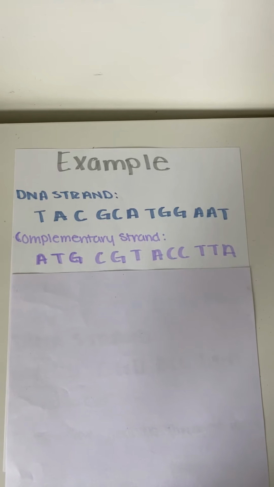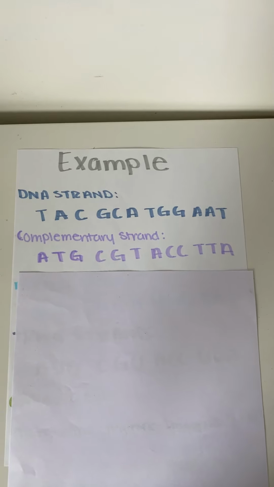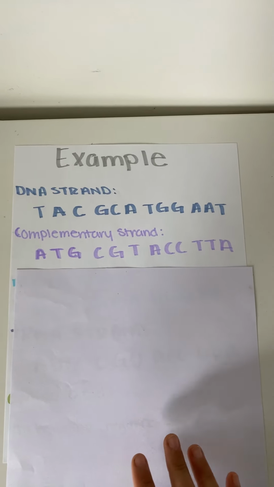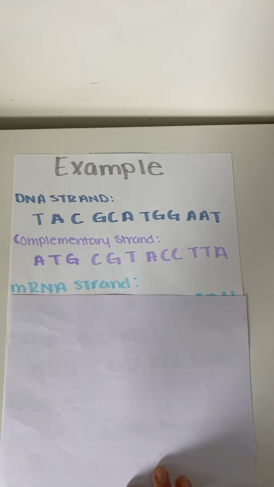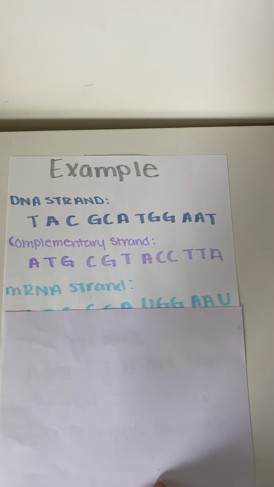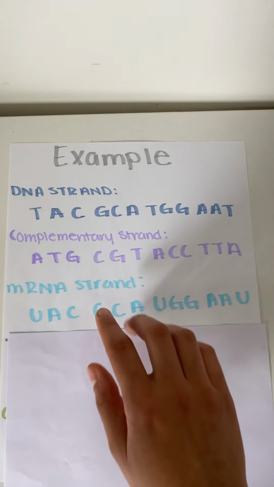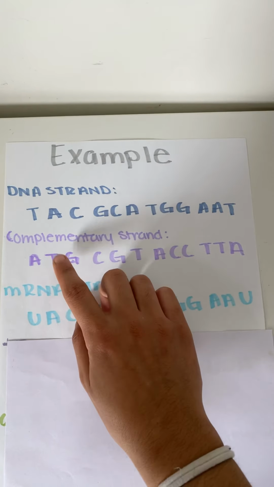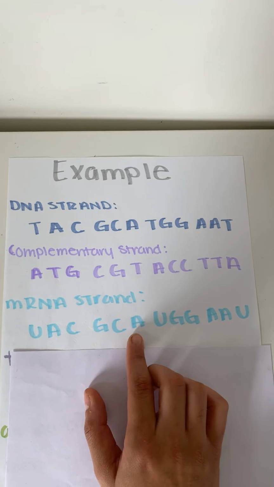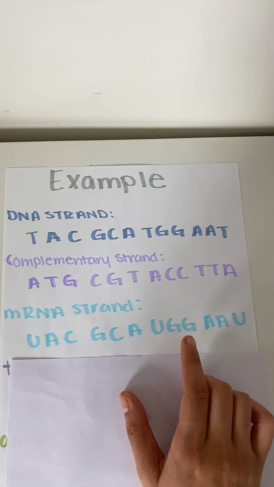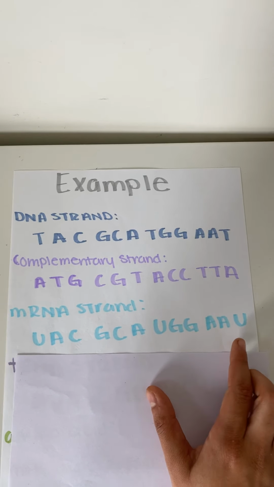In this example, our DNA strand is TAC, GCA, TGG, AAT. The complementary strand will be ATG, CGT, ACC, and TTA. Now, in this example, the mRNA will take the strand out of the nucleus and into the ribosome. The mRNA strand to this will be, remember it has uracil, so A will bind to U, T to A, G to C, and so forth. CG, GC, TA, AU, CG, CG, TA, TA, and AU.